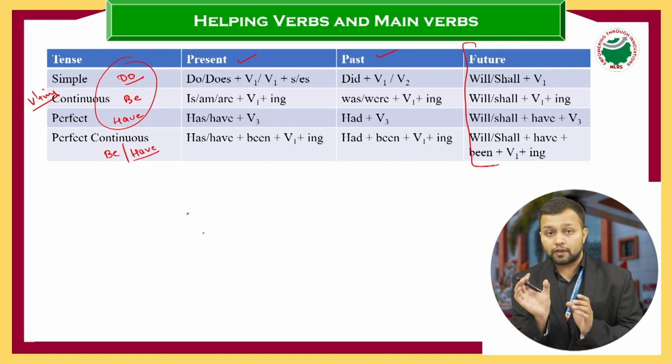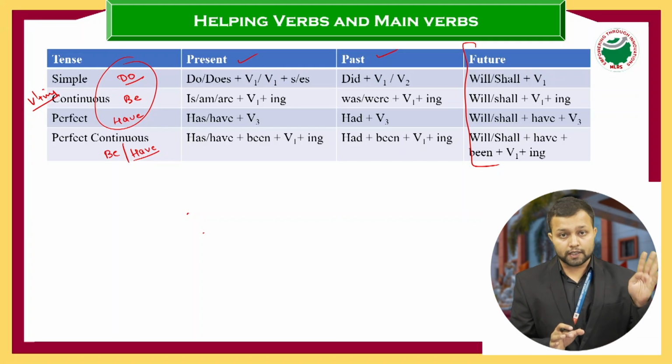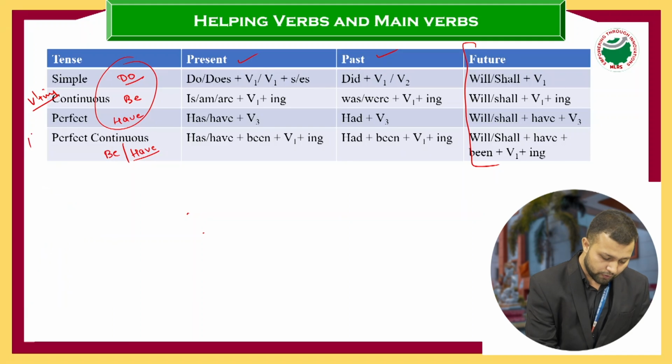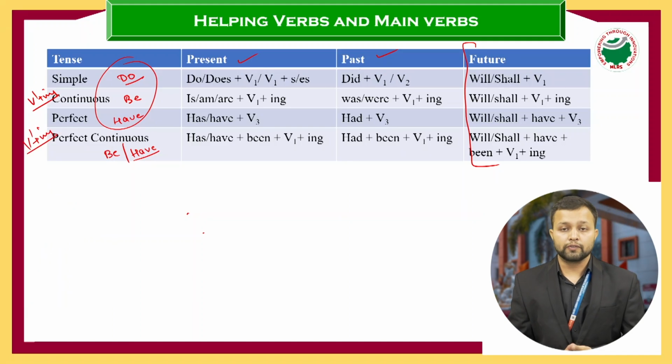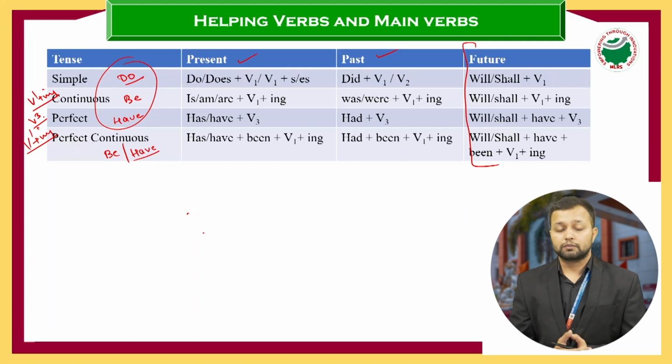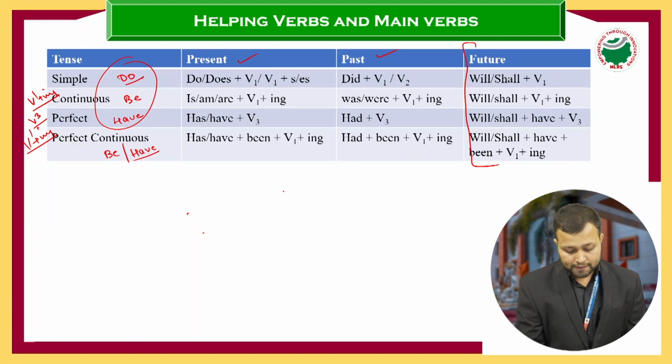Wherever you see the word continuous tense, you will see in 6 tenses: present continuous, past continuous, future continuous. In the same way, perfect continuous, 3 perfect continuous. So in 6 tenses you will find continuous. That means you will be using V1 plus ing as main verb. That is 4th form of verb, V1 plus ing. So what about perfect? In every perfect tense you will be using V3, 3rd form of verb, that is past participle form of verb.